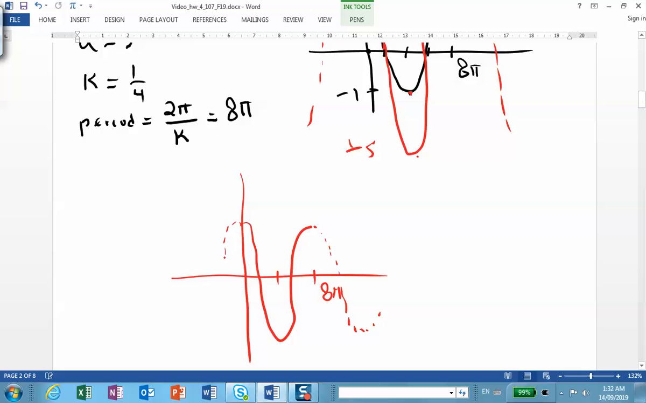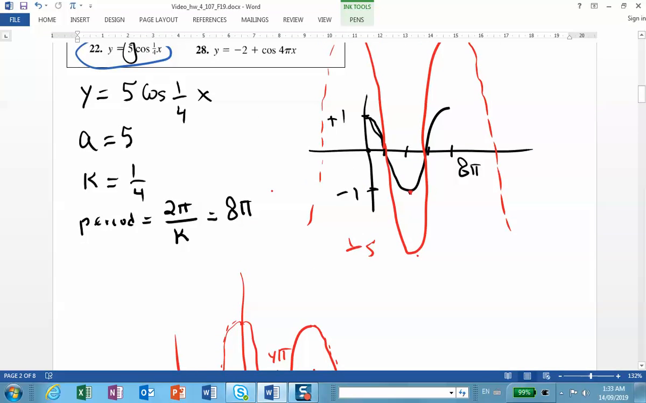If you want to mark some of these points, so for example, this is 8 pi, this is 4 pi, this is the halfway point, this is 2 pi, okay, and this is the 6 pi. Alright, so the ugly quick sketch of 5 cosine of 1 over 4x is right there. Okay, let's do the next one.